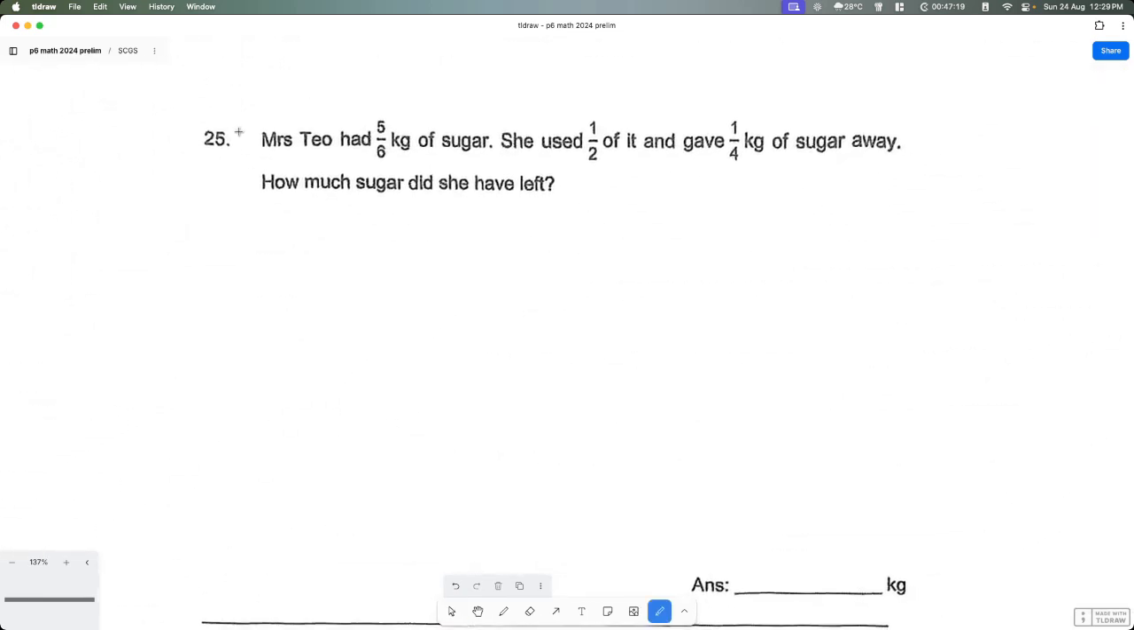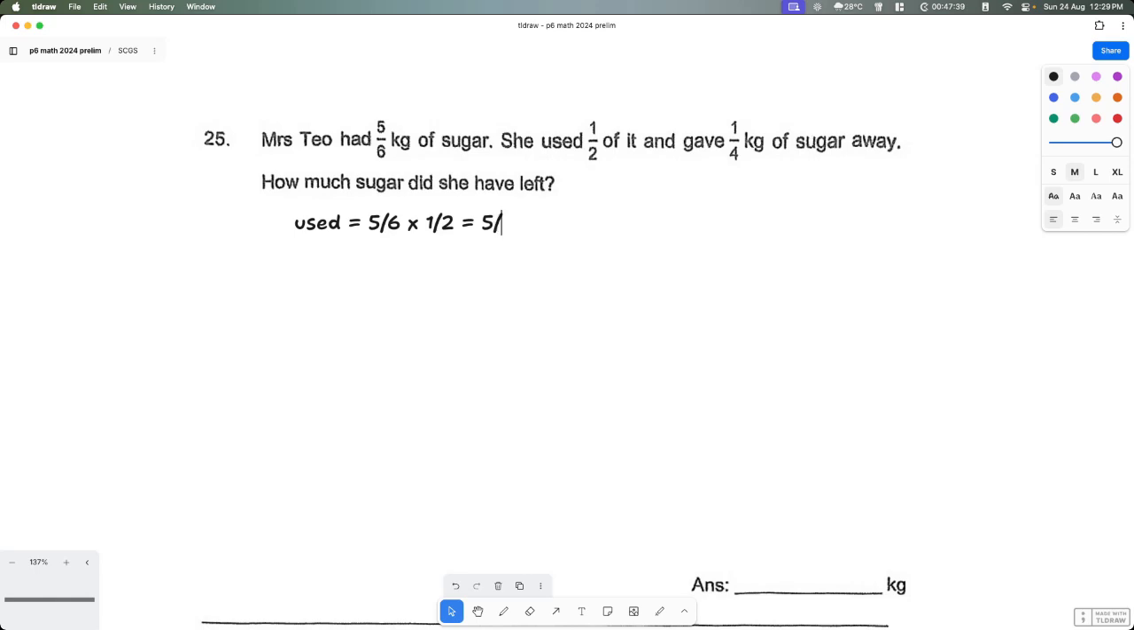Question 25. Okay, Mrs. Teo had 5.6 kilograms of sugar. She used half of it and gave 1.4 kg of sugar away. How much did she have left? Okay, so she used basically 5 over 6 times half, which is basically 5 over 12. Okay, so that means she has remaining 5 over 12, then gave away 1/4.